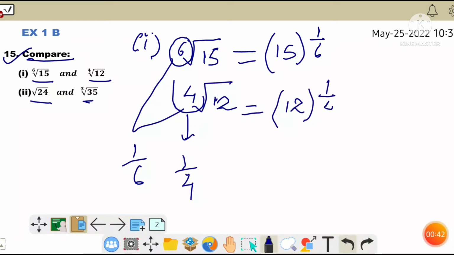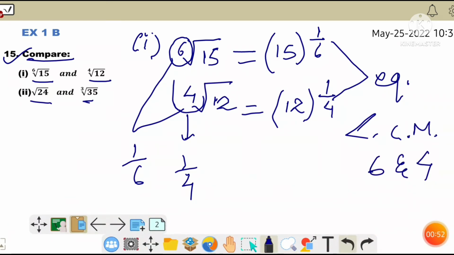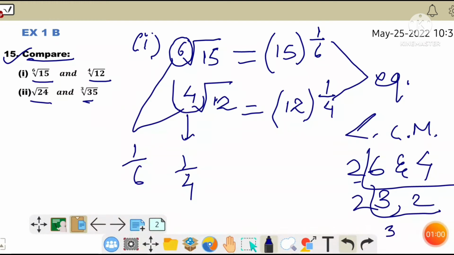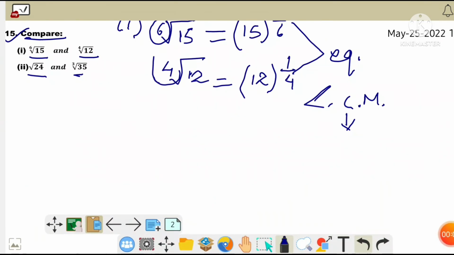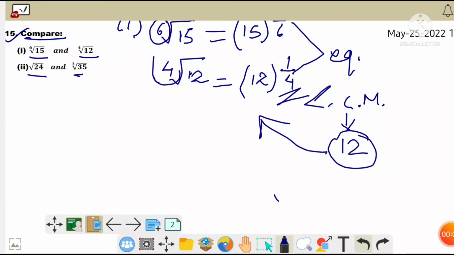Now it has got the different power. We have to make these powers equal, and for that we'll take the LCM of the denominator of the powers, that is 6 and 4. So the LCM of 6 and 4 will have 2 threes are 6, 2 twos are 4, 2 ones are 2, so 4 threes are 12. So here we got the LCM 12. So now what we'll do is we'll multiply both the denominators to make it equal to 12, since we have to make the power equal.